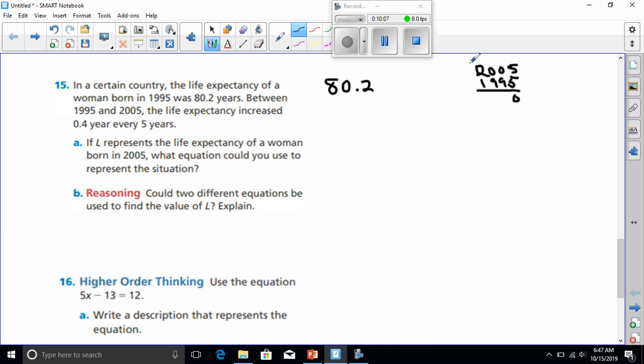We've got 0, with the borrow one, right? That's going to turn this to a 9, and this to a 9. Well, that's actually, no, that'd be 10. So we're talking 10 years. So every 5 years, it says that it increased by 0.4. So that means, well, 10 divided by 5 equals 2. So that means, let's see, that's going to equal 80.2 will equal 0.4 times 2.